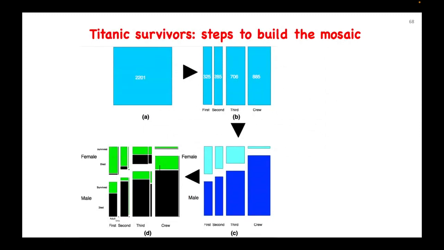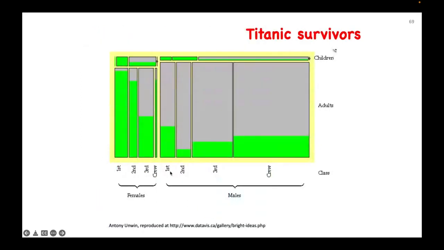So what do we do? Okay, so we take the total number, we divide them up by what class they're in, then we divide them up between whether they were male or female, and then whether they survived or not. Okay, so we end up with something that looks like that.